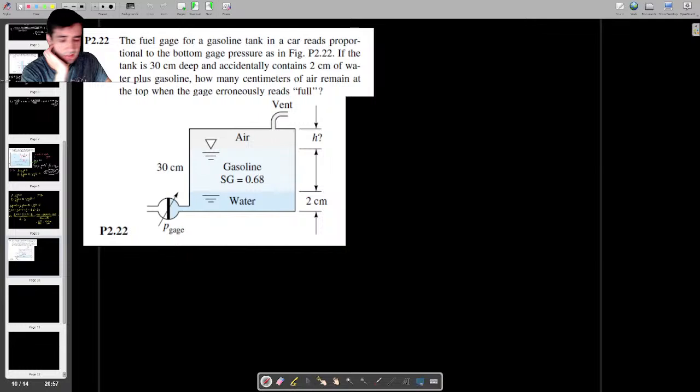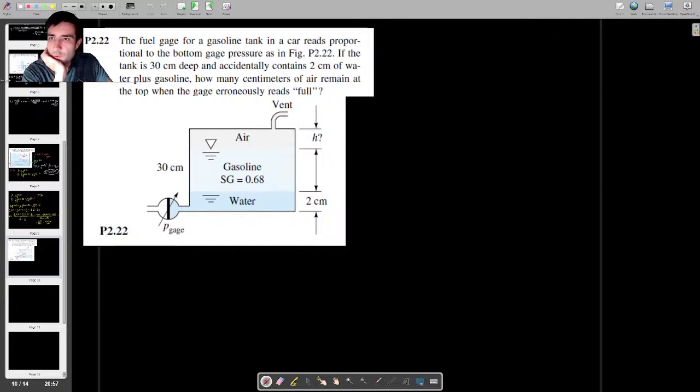So this is related to what happens when you accidentally get water in your fuel tank in the car. So this question refers to that. It doesn't refer to the consequences, but it's related to that idea in a sense.